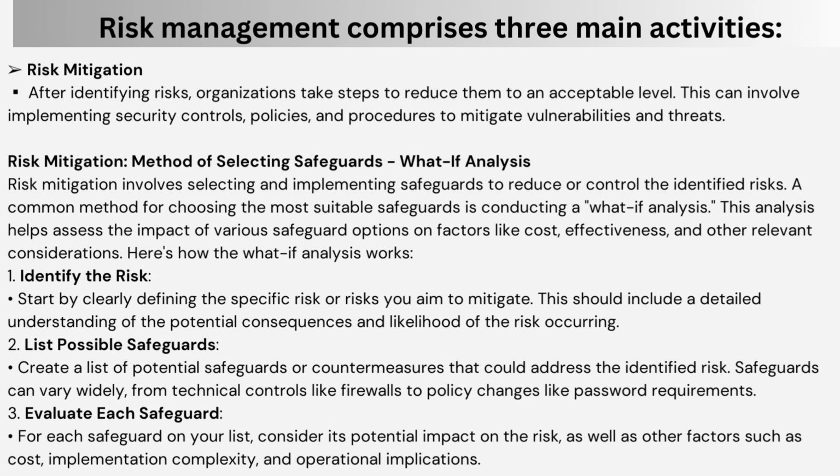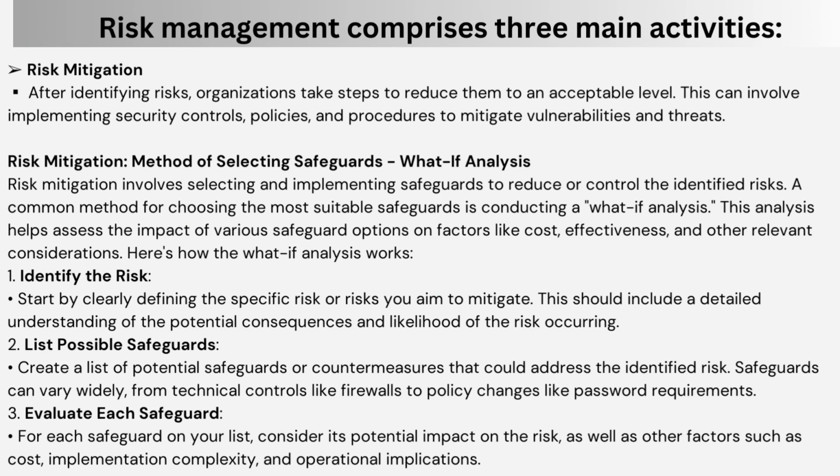Here's how the what-if analysis works. Identify the risk. That is the first thing you're supposed to do. Start by clearly defining the specific risk or risks you aim to mitigate. This should include a detailed understanding of the potential consequences and likelihood of the risk occurring. Next, you're supposed to list possible safeguards. Create a list of potential safeguards or countermeasures that could address the identified risk. Safeguards can vary widely, from technical controls like firewalls to policy changes like password requirements.